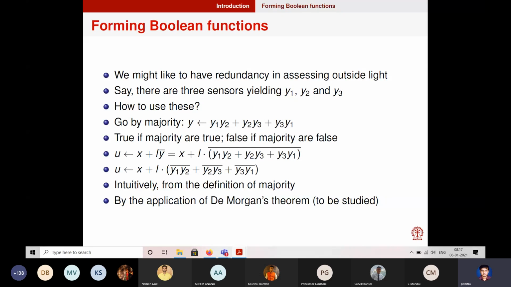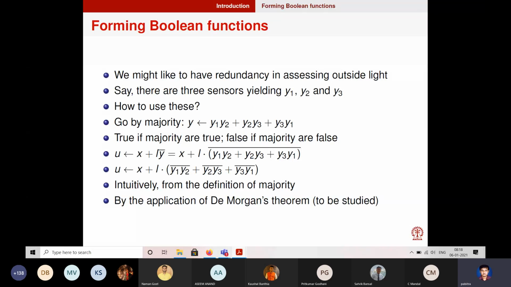And we don't rely on any of them individually. What we do is that we rely on the majority. So if 2 out of 3 say 1, it's 1. If 2 out of 3 say 0, it's 0. So this rule, if we denote the majority by y, so y is the value that the majority of y1, y2, y3 produces, you can represent that also by a Boolean expression.